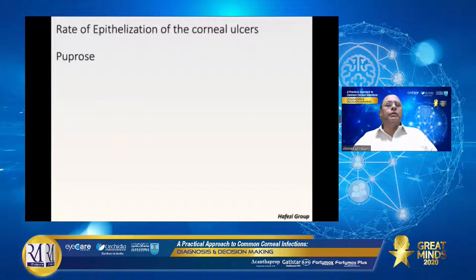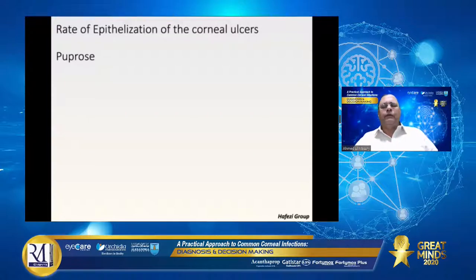Another point to be discussed is the rate of epithelialization of the corneal ulcer. As Dr. Ala said, there is a relation between the size of the de-epithelialization and the type of the ulcer. With bacterial ulcers, the de-epithelialized area is larger than the infection. The fungal or acanthamoeba are nearly the same or less.